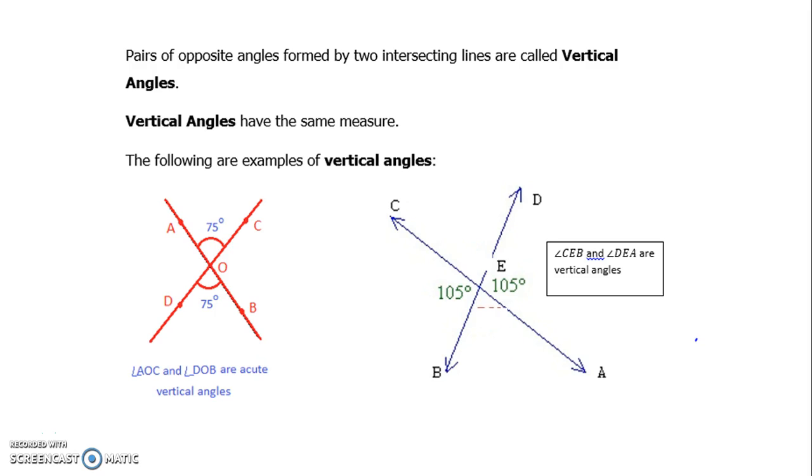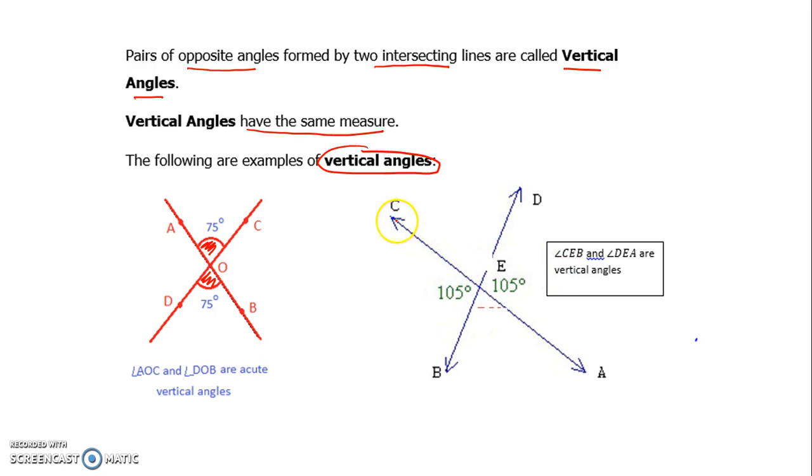All right, let's talk about vertical angles. Pairs of opposite angles formed by two intersecting lines are called vertical angles. Again, these are all angle pairs. You're talking about two angles that have the same measure and are opposite one another when two lines intersect. So angle AOC is vertical to angle DOB. They happen to be the same measure. Every pair of vertical angles will have the same measure.